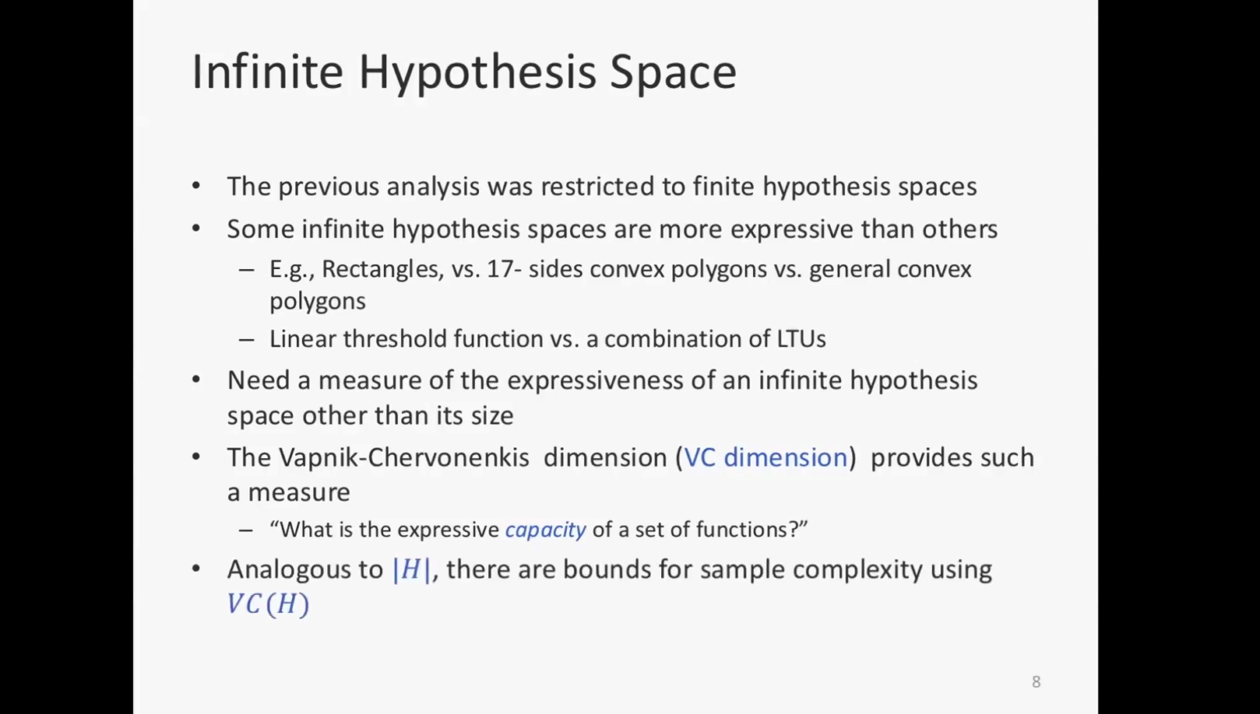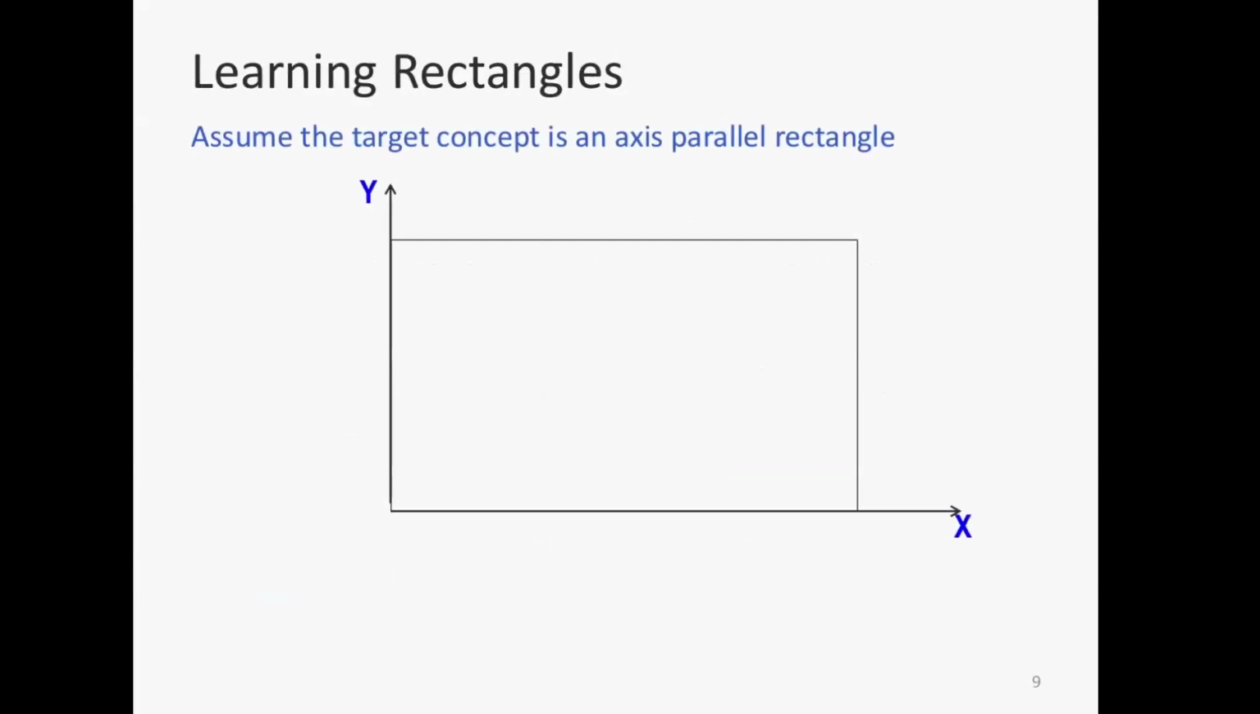So VC dimension behaves like the size of the hypothesis space. It's actually like the log of the size of the hypothesis space. To get started, let's go back to this idea of learning rectangles. Imagine the target concept is a rectangle.